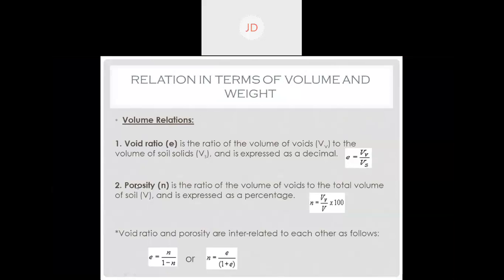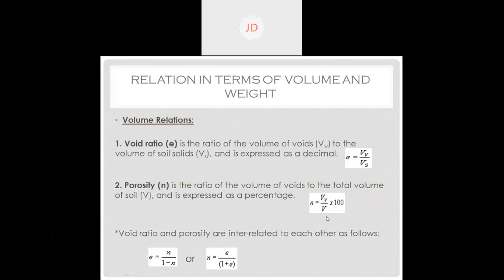Next, porosity. Porosity is also a relation based on volume of the soil mass, denoted by small n. It is the ratio of the volume of voids to the total volume of soil, expressed as a percentage. The mathematical representation is small n is equal to dV divided by capital V, multiplied by 100, since it is represented in terms of percent.